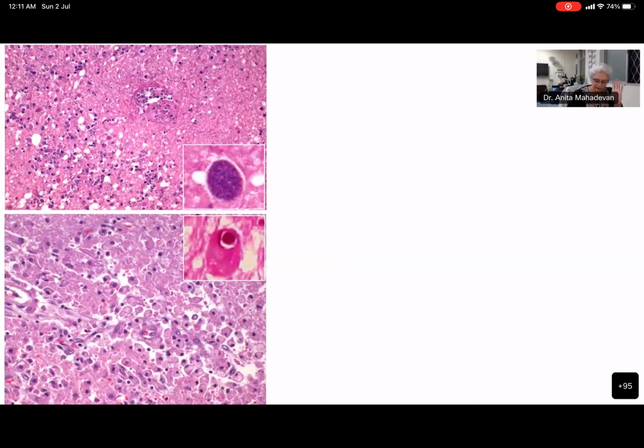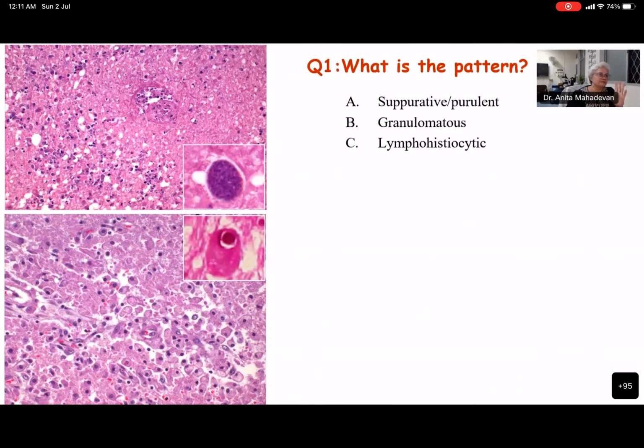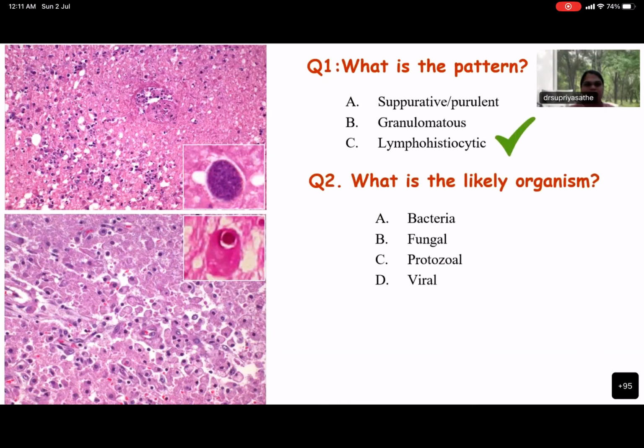Clear so far? The last pattern slide. What is this pattern? By elimination, you're going to tell me? Lymphohistiocytic. But what's the likely organism here? Virus. Viral. Is it because of this insect that you're looking at here? You are saying so? Chat, C. Chat says C, very good. And online, I'm getting what? Viral. So both are correct. It's either protozoal or it is viral.